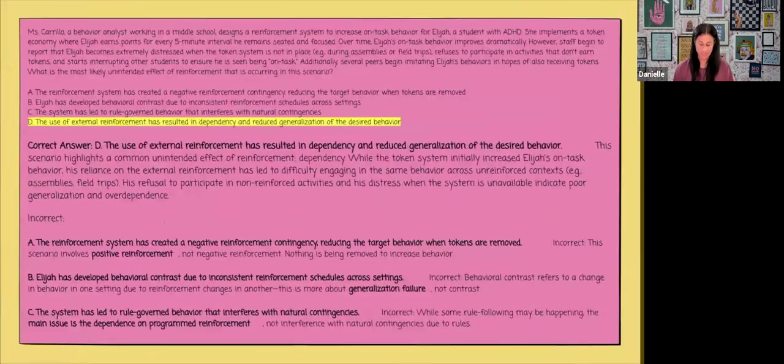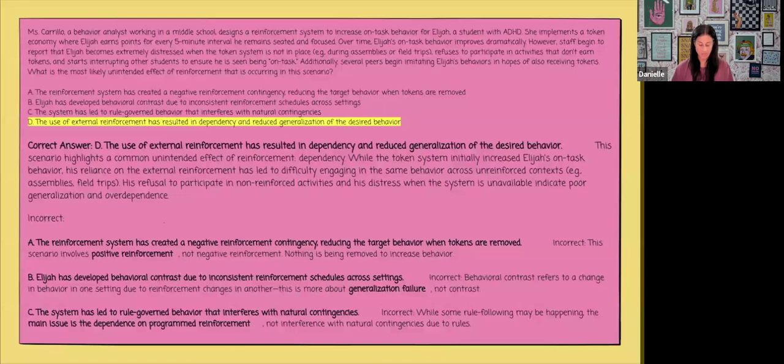All right, the answer here is going to be D. So the reason it's D is the use of external reinforcement has resulted in dependency and reduced generalization of the desired behavior. This scenario highlights a common unintended effect of reinforcement, which is dependency. While the token system initially increases Elijah's on-task behavior, if he relies on the external reinforcement, it has led to difficulty engaging in the same behavior across unreinforced contexts, which is assemblies and field trips. He refuses to participate in non-reinforced activities, and his distress when the system is unavailable indicates poor generalization and overdependence.